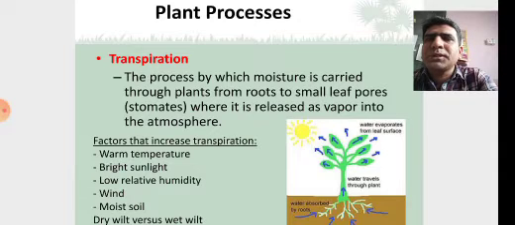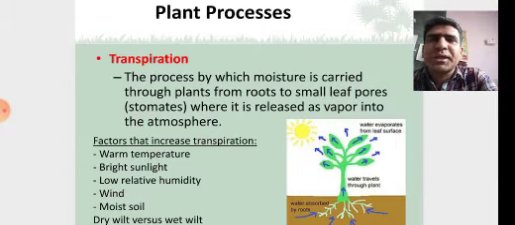In transpiration, the leaf pores, these small opening pores, are called stomata. These are present on the upper as well as the lower epidermis of the leaf. So they are helpful in the transpiration process.